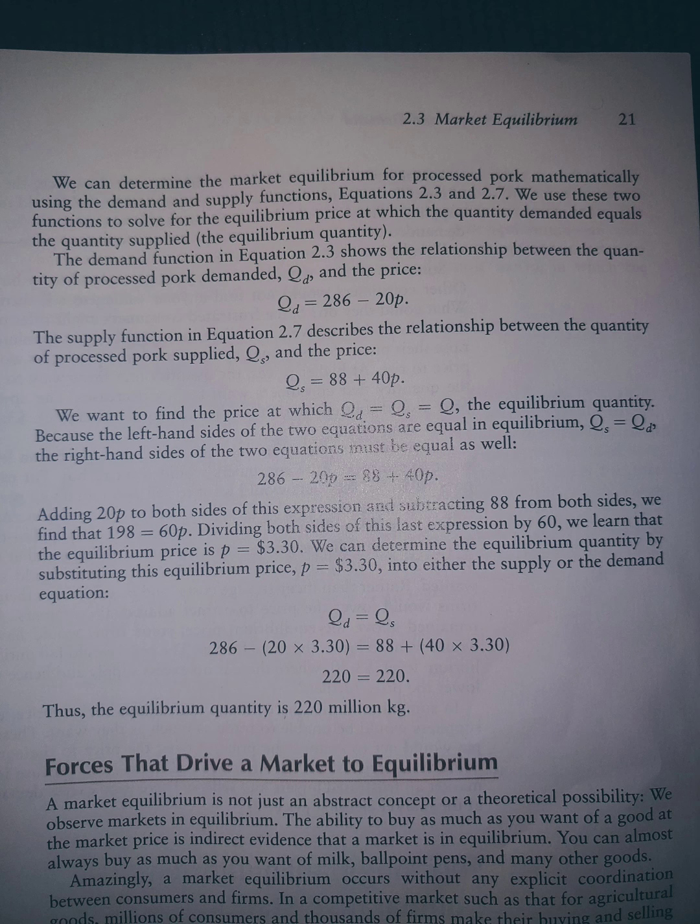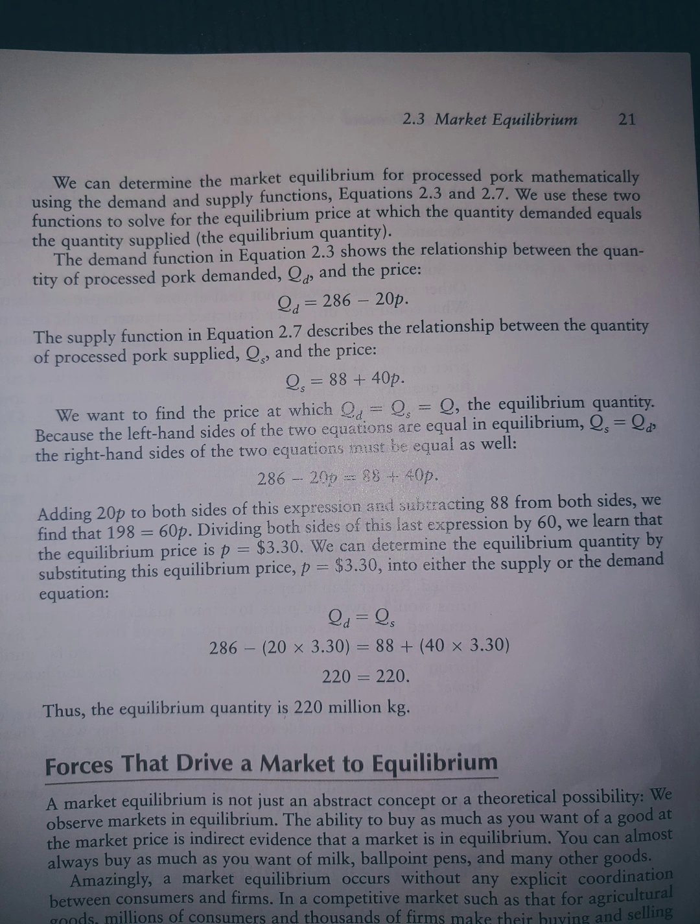We can determine the market equilibrium for processed pork mathematically using the demand and supply functions, equations 2.3 and 2.7. We use these two functions to solve for the equilibrium price at which the quantity demanded equals the quantity supplied, the equilibrium quantity. The demand function in equation 2.3 shows the relationship between the quantity of processed pork demanded, capital Q sub D, and the price: capital Q sub D equals 286 minus 20p. The supply function in equation 2.7 describes the relationship between the quantity of processed pork supplied, capital Q sub S, and the price: capital Q sub S equals 88 plus 40p.